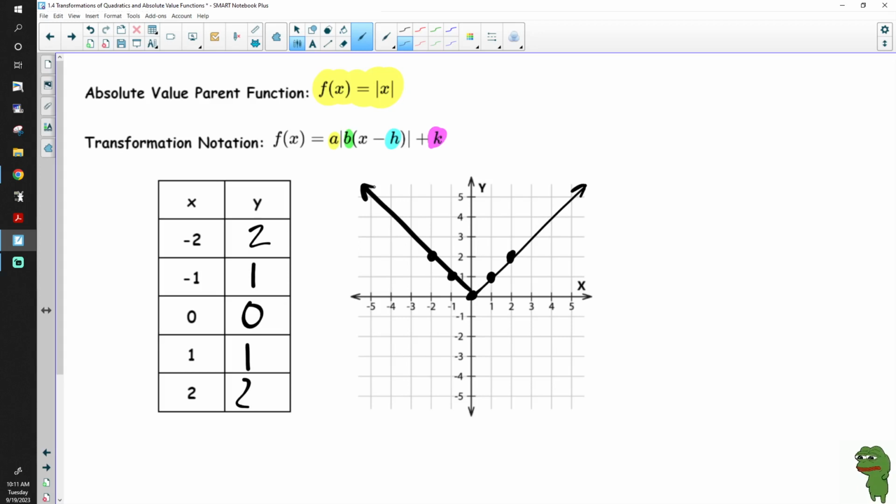This is always your starting point for absolute values. You start at the parent function and then it can become any other absolute value function using just 4 values, A, B, H, and K. So what we're going to do now is look at an absolute value function that has an A, B, H, and K and figure out what they do and how to graph it. So I am going to skip the quadratic and we're going to do example 1 on the inside and then we're going to come back.